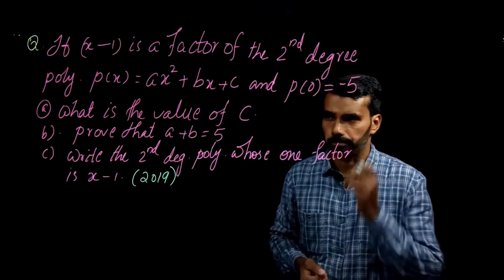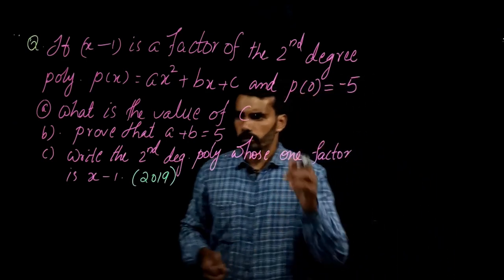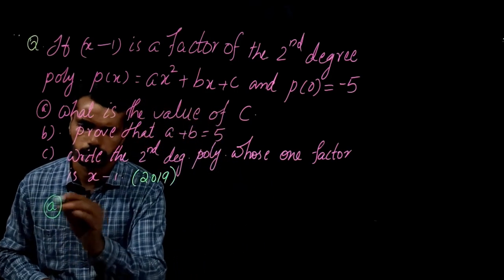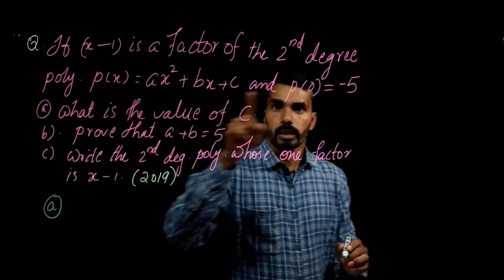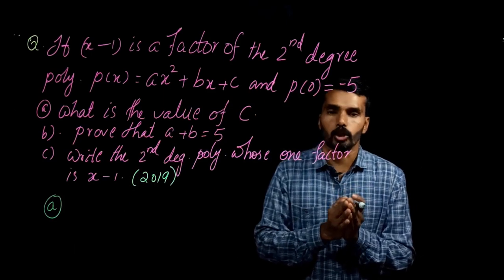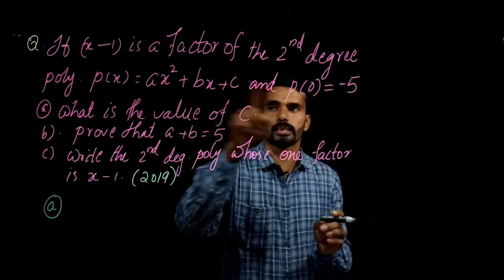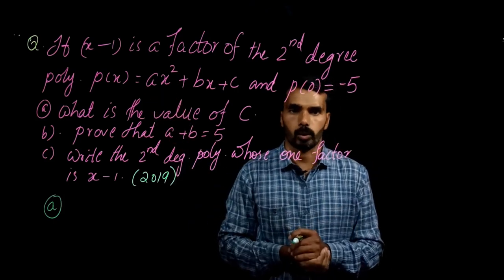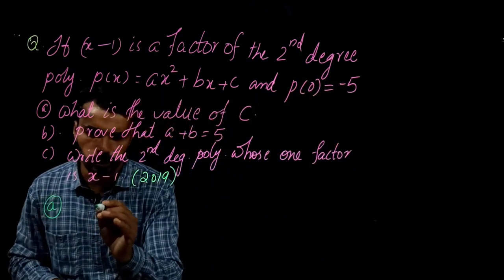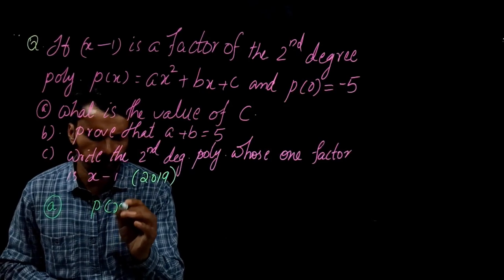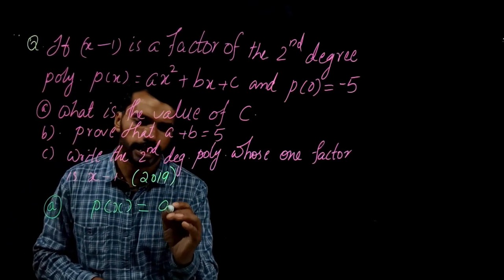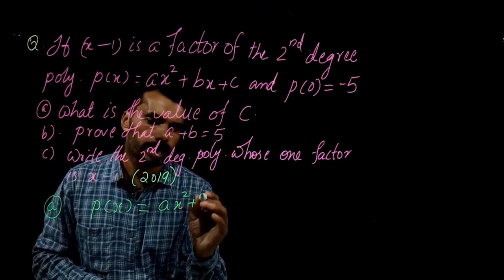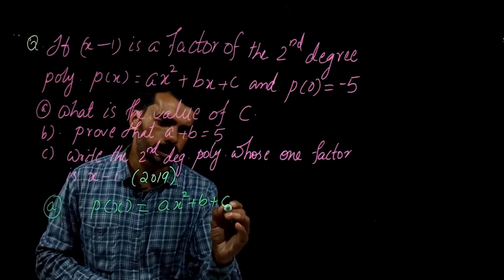So first, if p of 0 is equal to minus 5, let us substitute this p of 0 or x is equal to 0 in this given equation. So this becomes p of x is equal to ax square plus bx plus c.